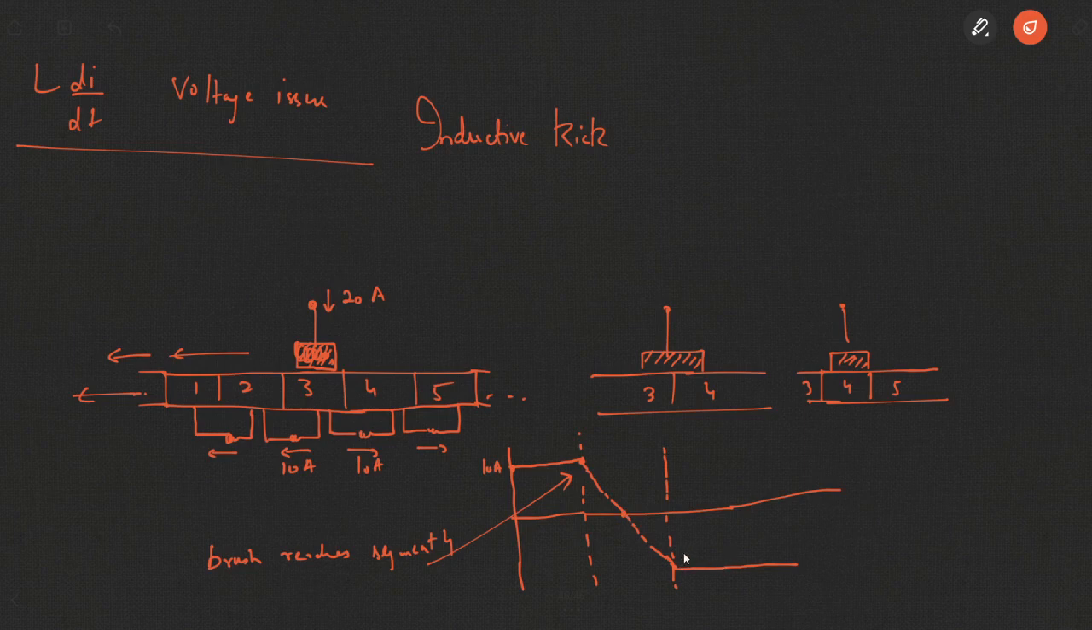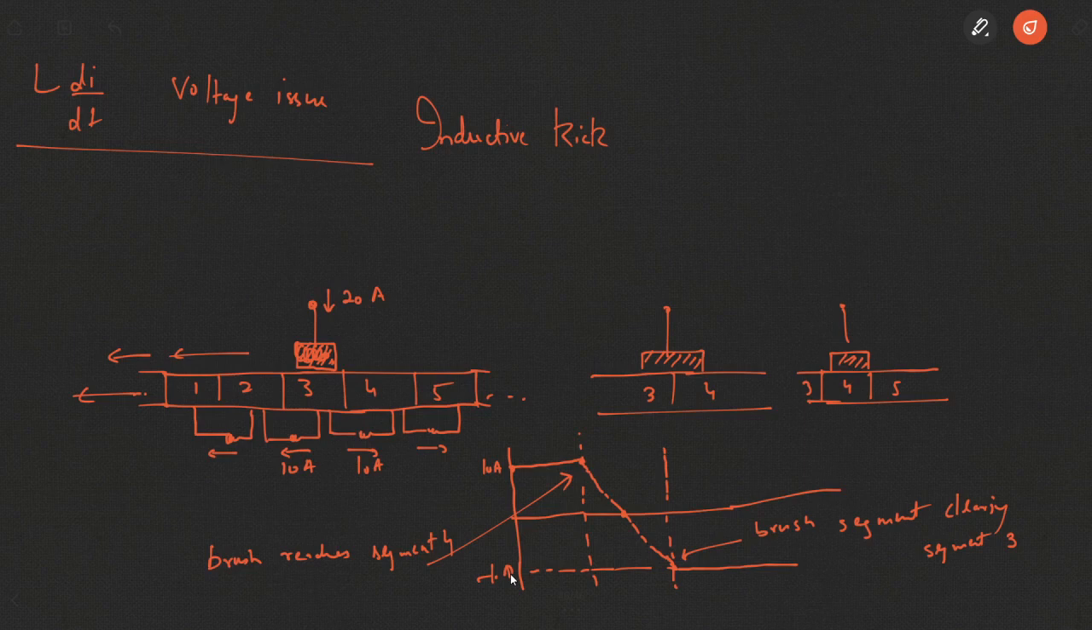Eventually, when it will be clearing commutator segment 3, all the reversal of current has taken place. So finally, this is minus 10 amperes. So current has flown from commutator segment 3 to commutator segment 4 through the brush, and ideally this is what should be the graph of this flow.